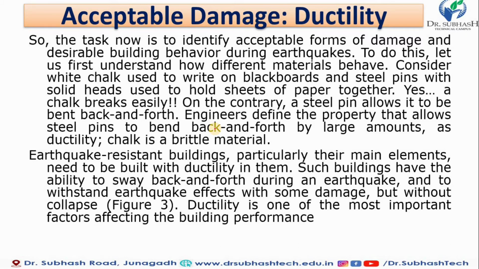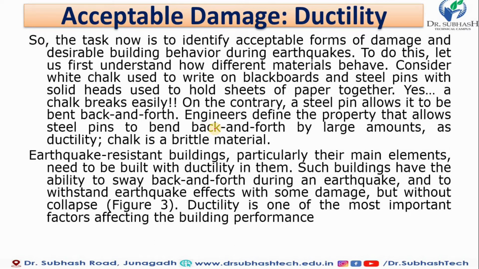So to do this, let's first understand how different materials behave. Some materials behave in elastic form, some in plastic form, some elastoplastic, compact, semi-compact. Consider white chalk, used to write on a blackboard, and a steel pin with a solid head, used to hold sheets of paper together. A chalk breaks easily because it is elastic. On the other side, a steel pin can be bent back and forth.